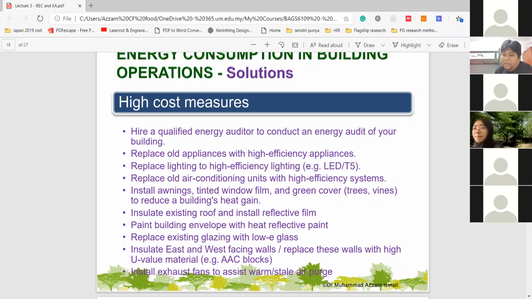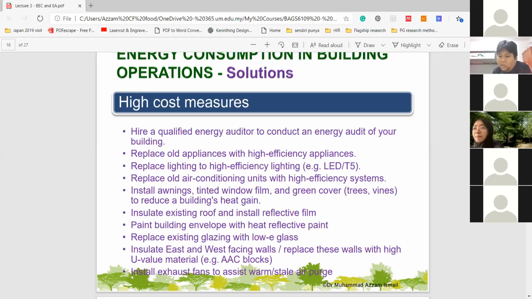And then perhaps replacing the old appliances, old refrigerator, old TV, old everything, replace lah, chuck them out, go and recycle them or send them out. Then buy something new with 5-star rating. And then replace lighting to high efficiency lights. Use LEDs, T5s and whatnot. Okay. But nowadays LEDs and T5s are cheap, so you can't really say it's a high cost measure anymore. It's becoming a medium cost or low cost measure now.